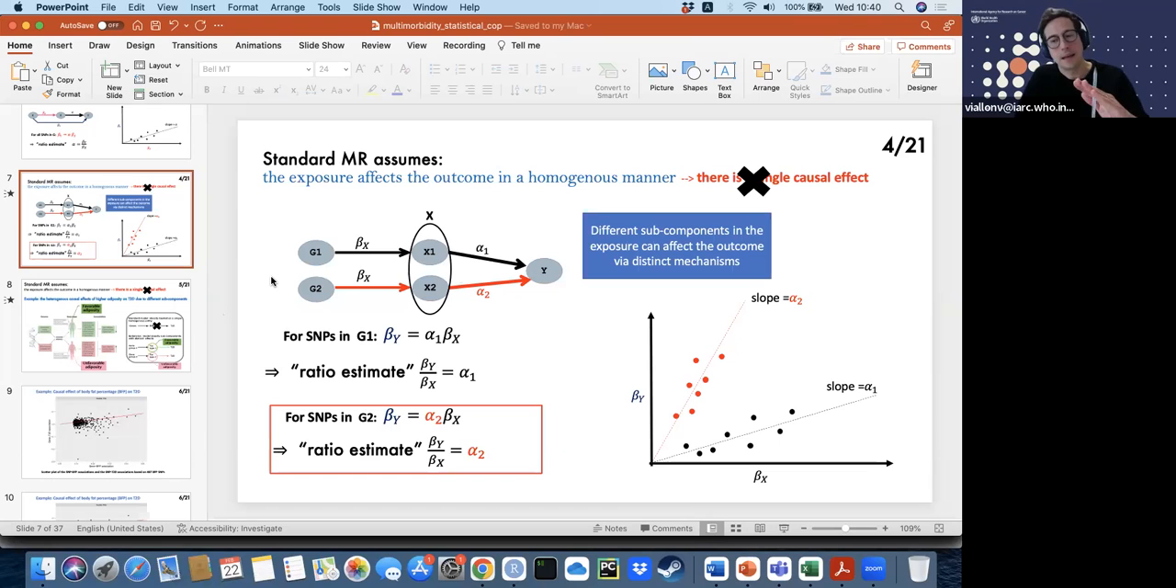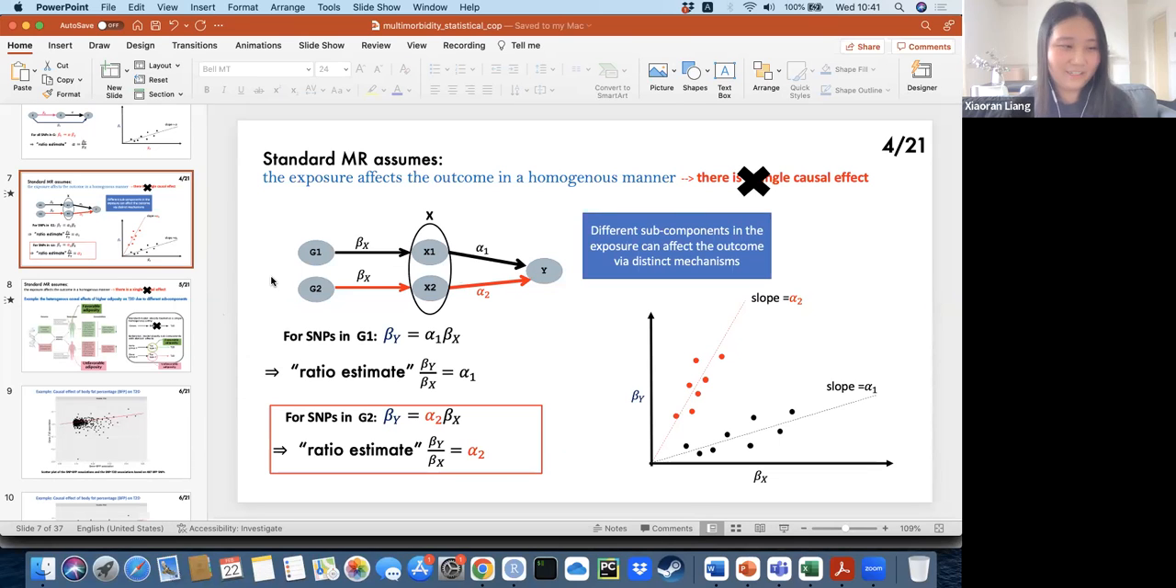Okay, and so if you have alpha 1 and alpha 2, if you have two clusters, how can you know whether alpha 1 is the causal effect of one of two components, or the causal effect derived from SNPs without pleiotropy, and causal effects?